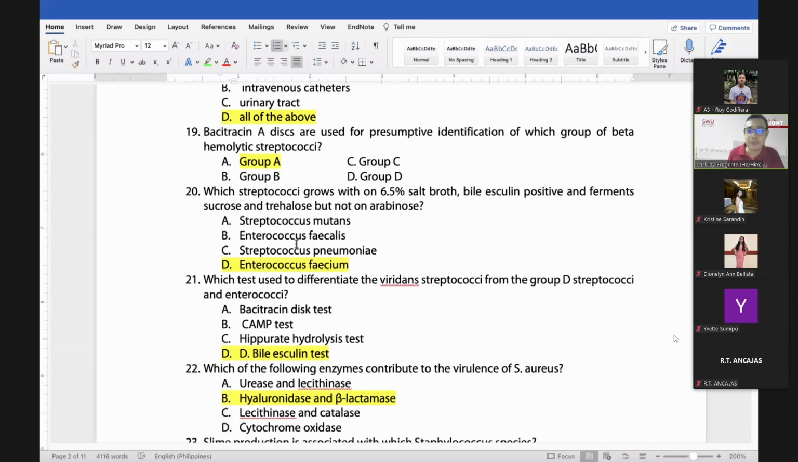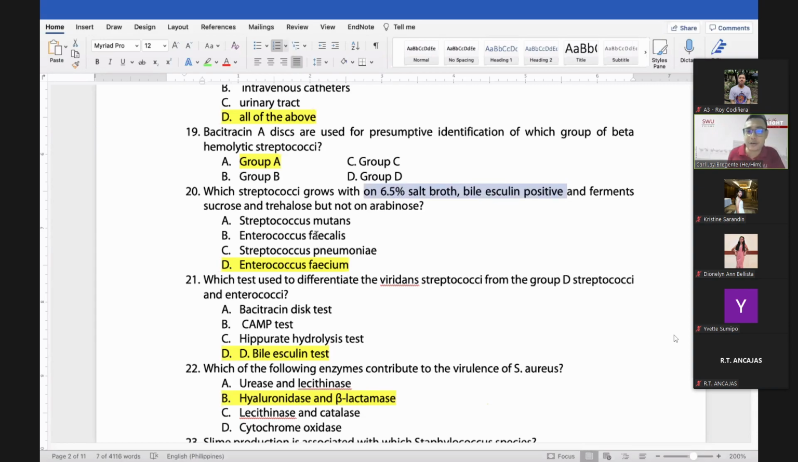Which Streptococcus grows on 6.5 salt broth, is bile esculin positive, and ferments sucrose and trehalose, but not arabinose? The correct answer is Enterococcus faecium. Your Streptococcus mutans and Streptococcus pneumoniae are not bile esculin positive. For this one, class, 6.5 and bile esculin positive, you should think of Enterococcus.